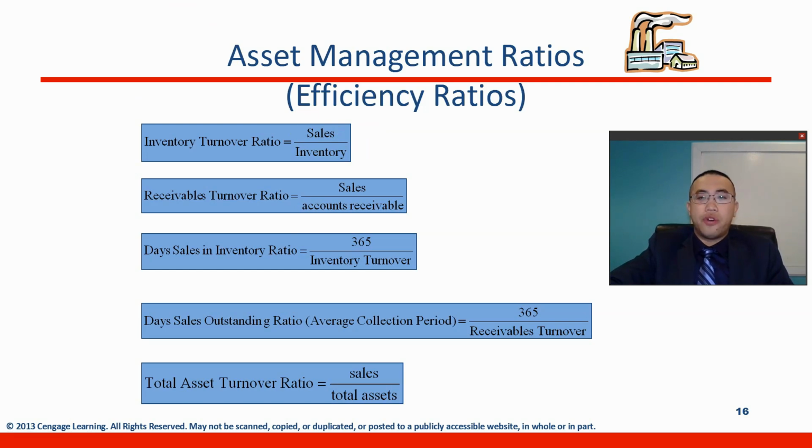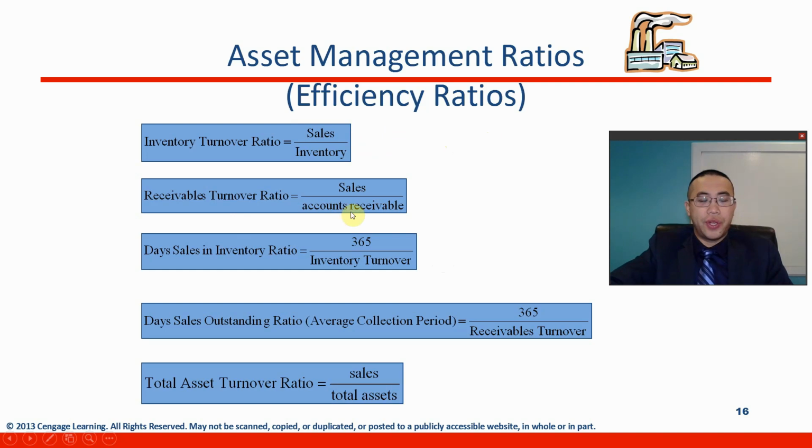The inventory turnover gives you the idea of how many times your inventory gets replaced by sales. And the inventory turnover ratio could also be expressed as cost of goods sold over inventory. Although it's not put here, inventory turnover can also be expressed as cost of goods sold over inventory.